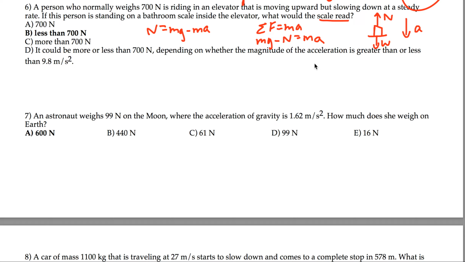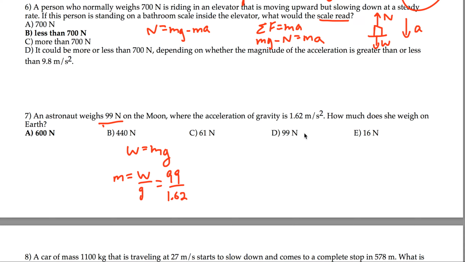Number 7, for this one, all we have to do is use the definition of weight, which is mg. If we weigh 99 newtons on the moon, then we can figure out our mass on the moon: it's going to be our weight divided by g. It's going to be 99 divided by 1.62.